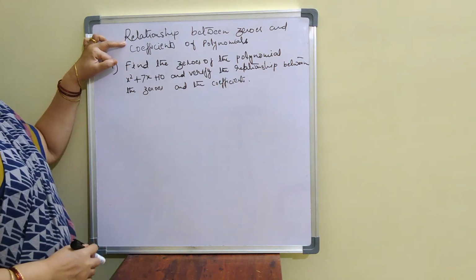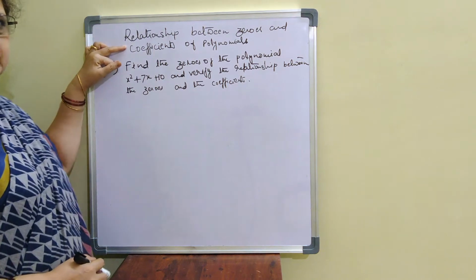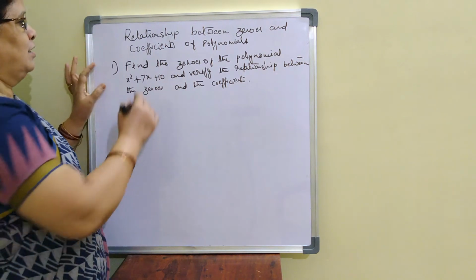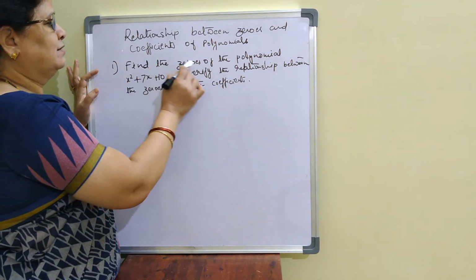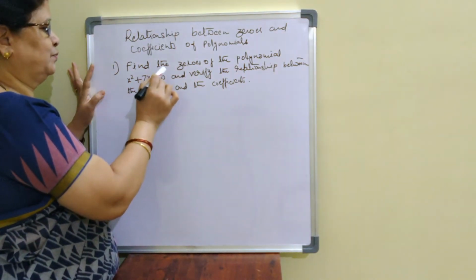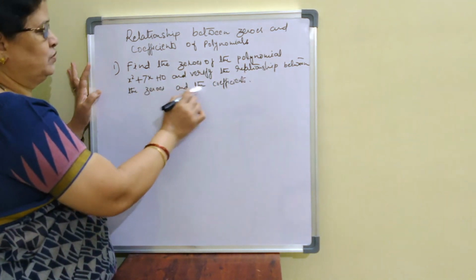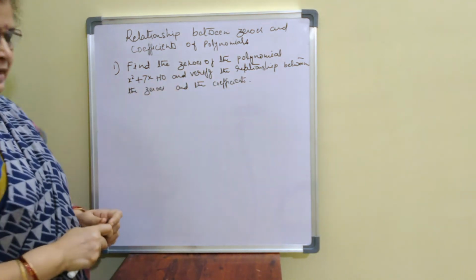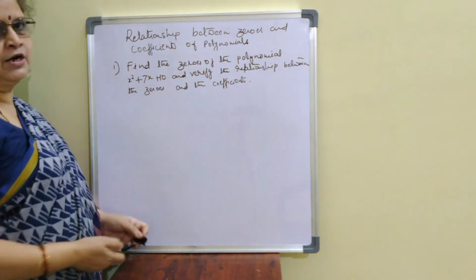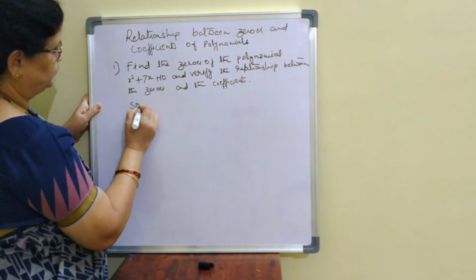We are going to study the relationship between the zeros and coefficients of a polynomial. Now, example: find the zeros of the polynomial x square plus 7x plus 10 and verify the relationship between the zeros and the coefficients. For that, first we need to find out the zeros of the given polynomial. Solution.